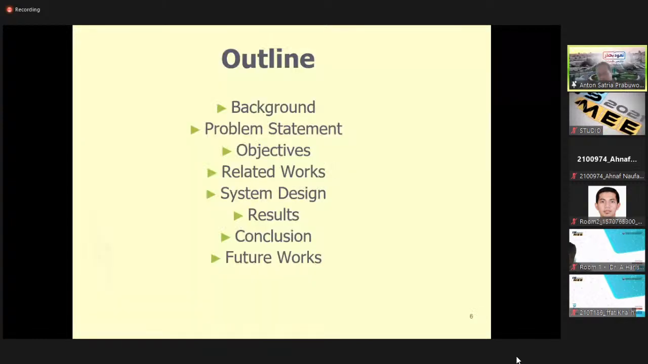All right, so this is the outline of my talk today. It consists of a background, as usual, the motivation, the problem statement, the objectives of the study, and some related works. Then in the methodology part, I'm going to explain the system design and the hardware and software involved in this development, and then the results, conclusion, and future works.